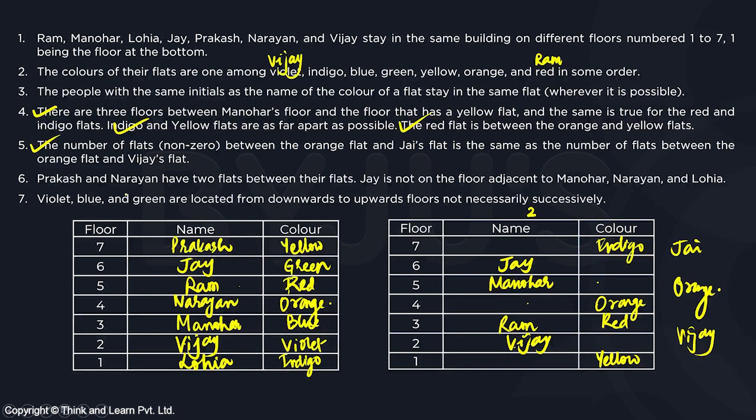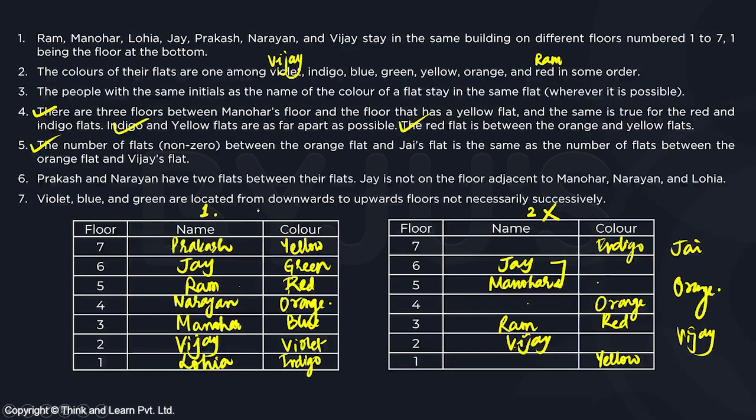Next, using the sixth statement, we can say Prakash and Narayan have 2 flats between their flats. So it could be 7-4, it could be 4-1, but then J is not on the floor adjacent to Manohar, Narayan and Lohia. J is already adjacent to Manohar. So we can say that yes, the second case will not work out. It's only the first case that will work out. So this is the sequence from bottom to top that we get.